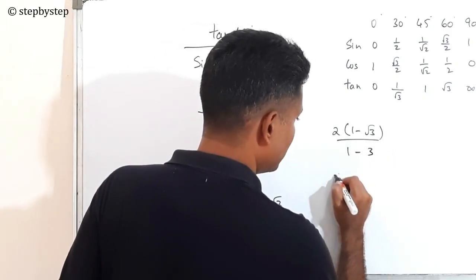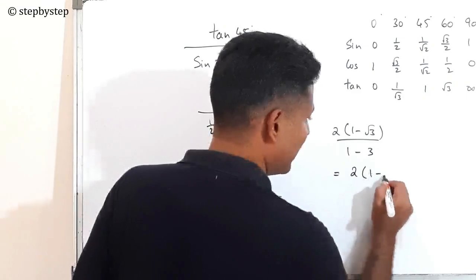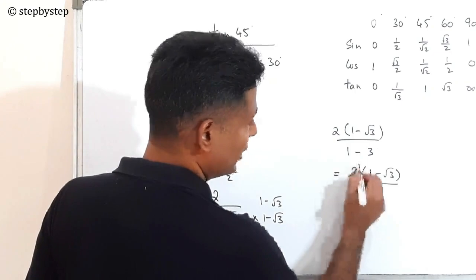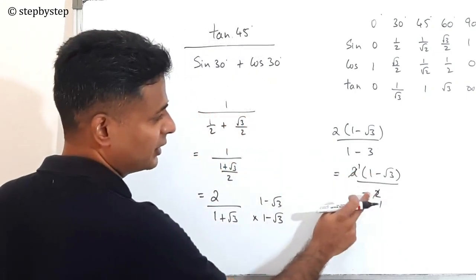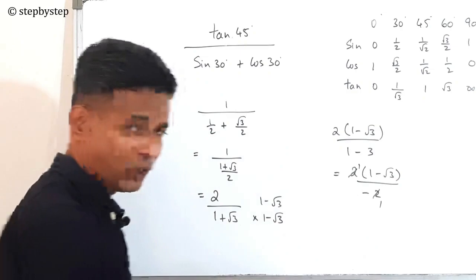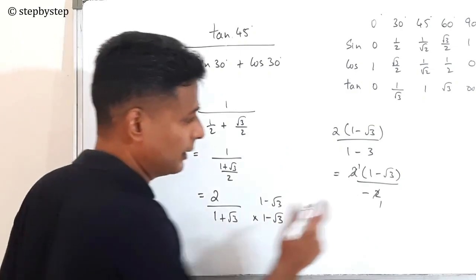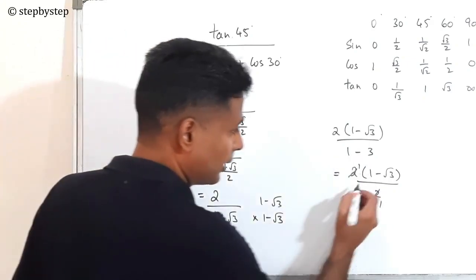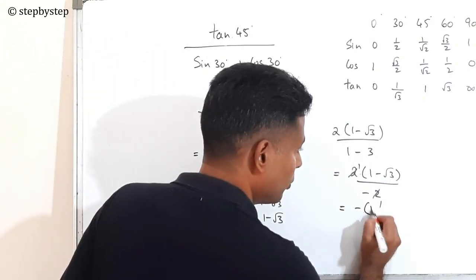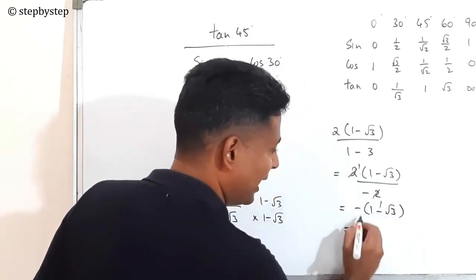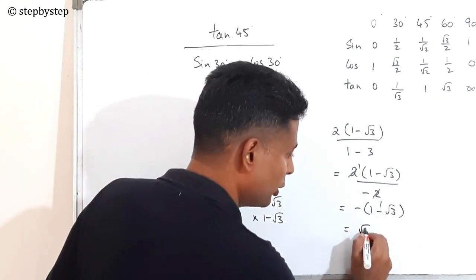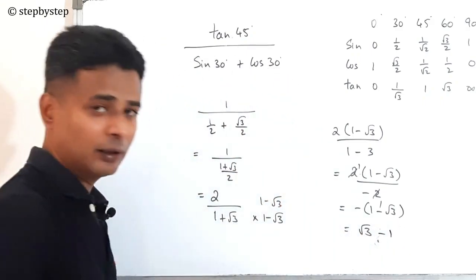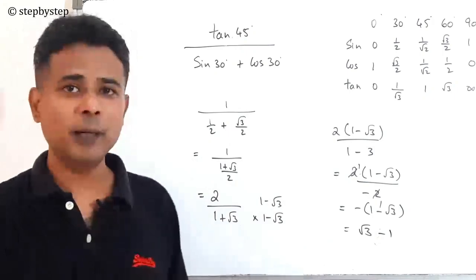So what do we get? This will be equal to 2 into 1 minus root 3 by 1 minus 3, which is minus 2. The 2s cancel. Why can we cancel these? Because it's 2 into something. Whatever is in the brackets is considered a single thing and there is only a multiplication sign, no plus or minus sign. So we get minus of 1 minus root 3. When you open the bracket, it becomes minus 1 plus root 3. So you can write it as root 3 minus 1. So the answer is root 3 minus 1.